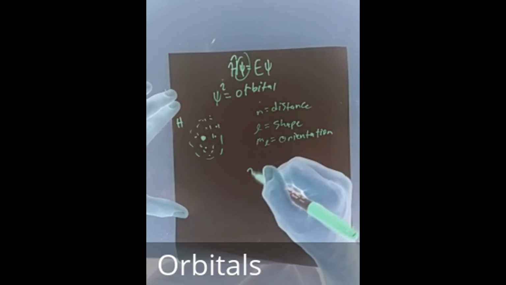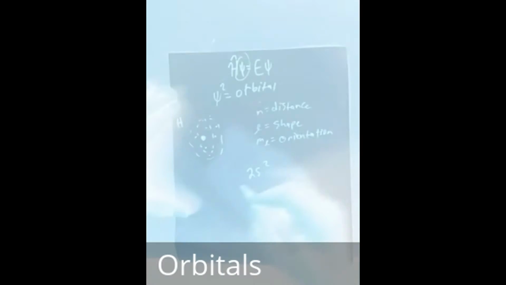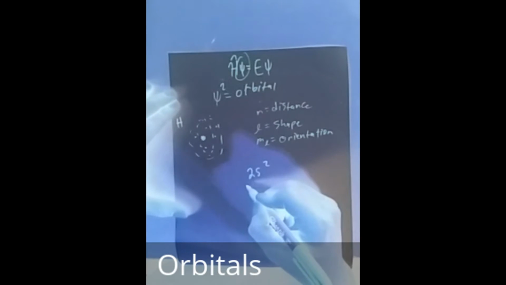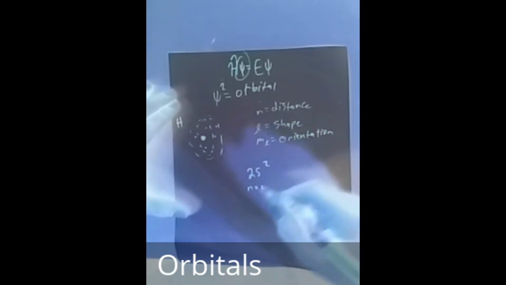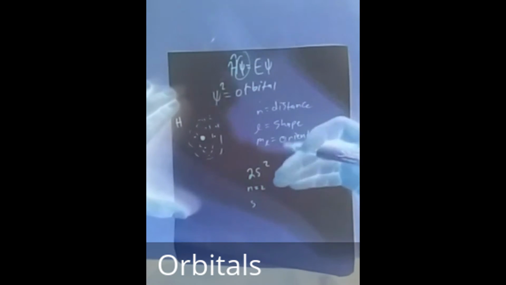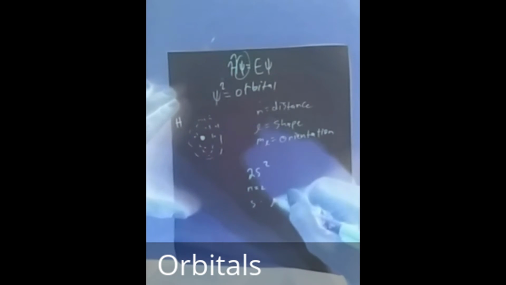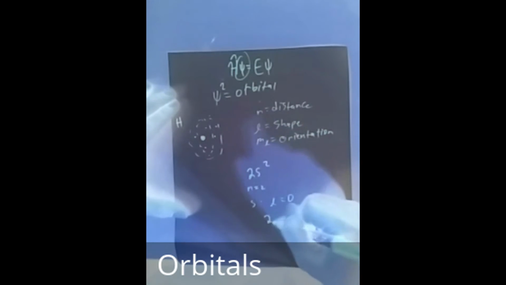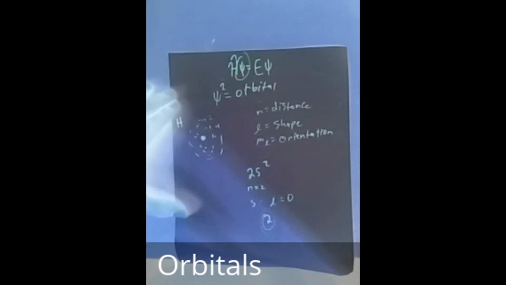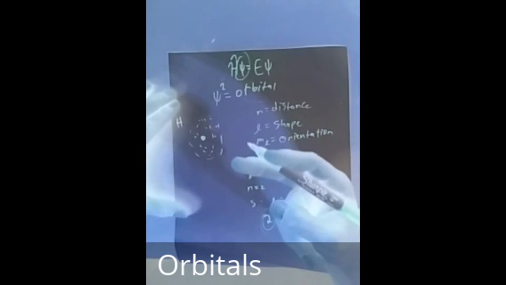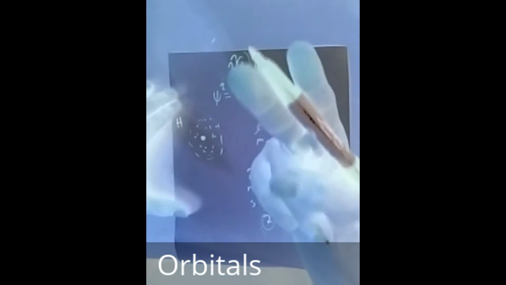For example, we have the 2s2 orbital. Right here, n is equal to 2. S, and this orbital is within the s sublevel, or L is equal to 0, and it has 2 electrons within this orbital, since every orbital can hold a maximum of 2 electrons.